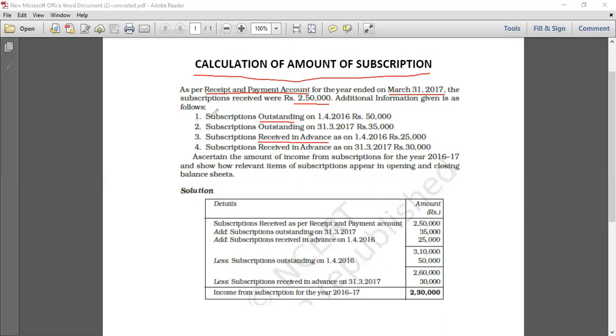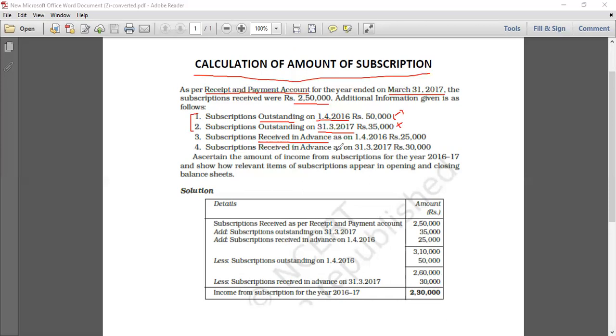There may be two types of subscription. According to the date, this subscription is the opening subscription, meaning it is at the beginning of the year, and this subscription is the closing subscription. You can remember it in the form of a formula: opening subscription is always deducted. If there is an opening outstanding, we have to deduct that item, and if there is a closing outstanding, we need to add that item. So this is the rule with respect to subscription outstanding: opening outstanding is deducted and closing outstanding is added.